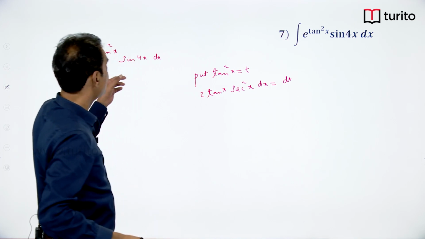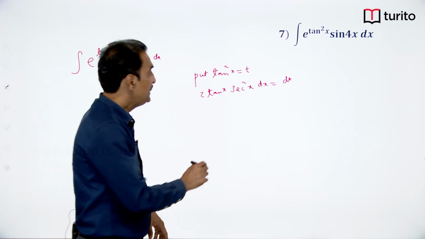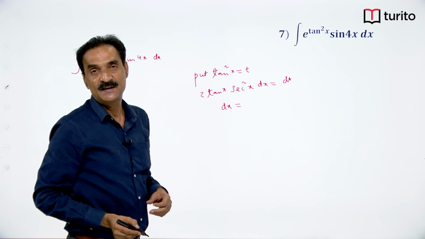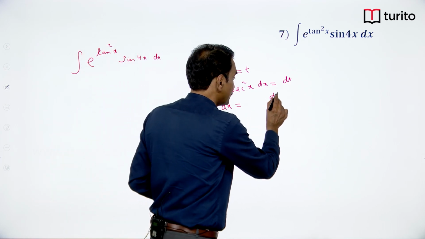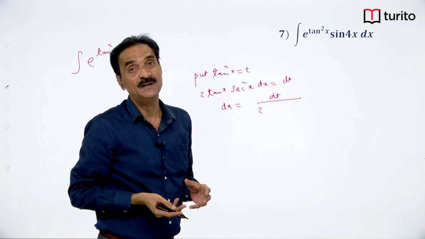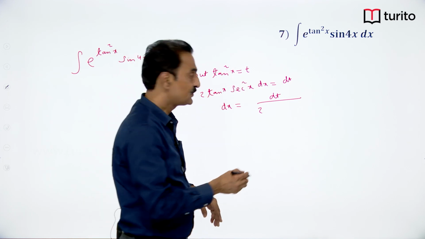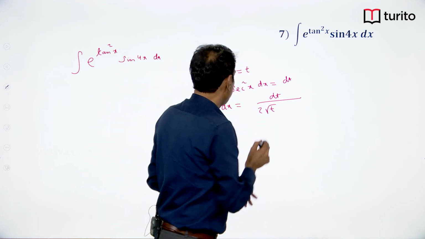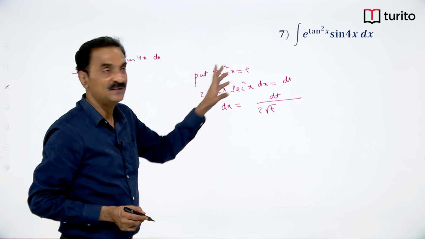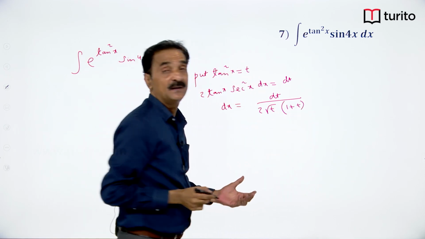But 2 tan x secant square x is not present in the integrand, so take it to right side, dx is equal to dt upon 2 tan x secant square x. But we should write the RHS in terms of t completely. What is tan x in terms of t? Root t. So 2 root t into secant square x is 1 plus tan square x, that is 1 plus t.